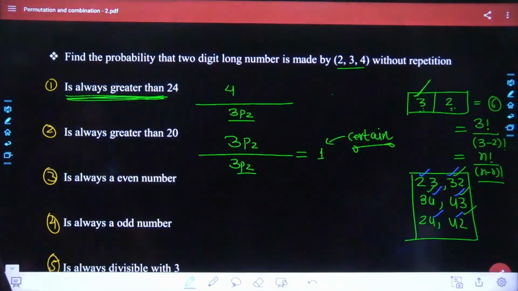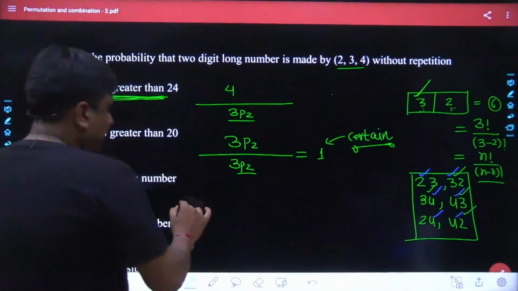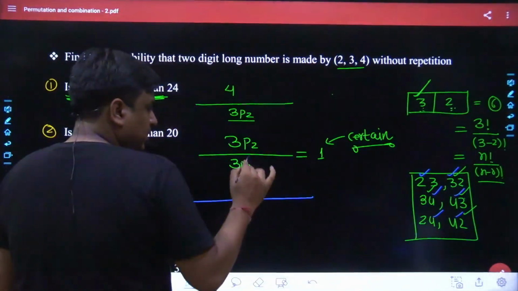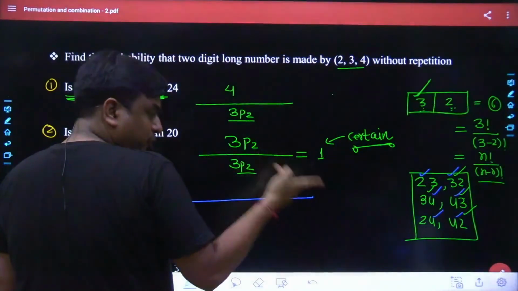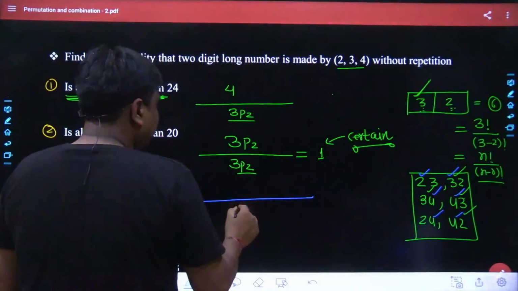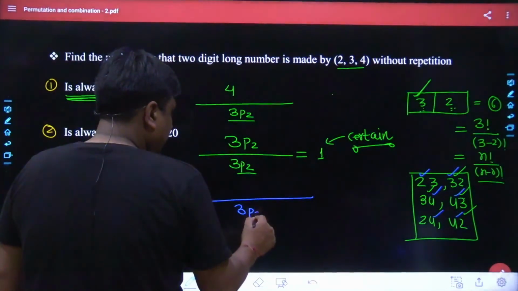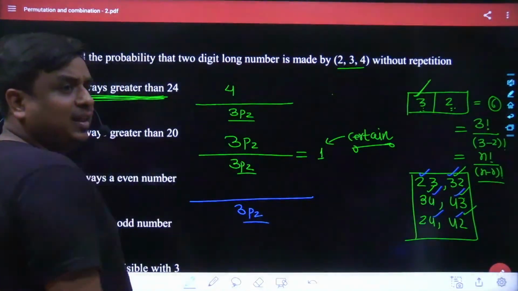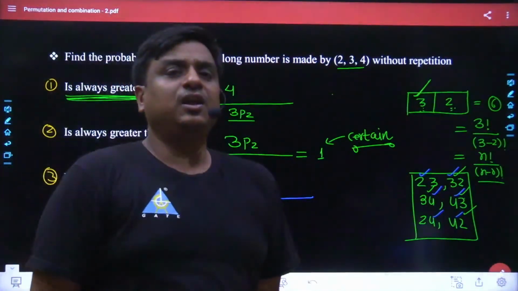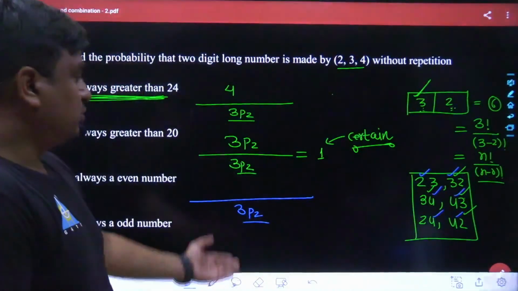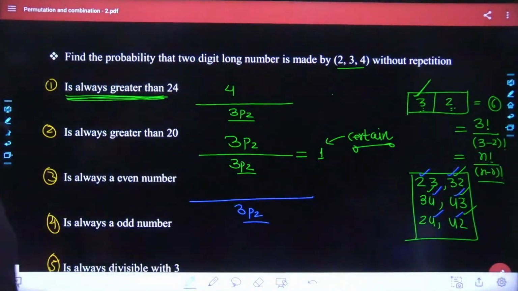The number is always an even number. Again, out of 3 digits, 2 digits are being selected for framing a number. In how many different ways could it be done? It is 3P2, because 2 items are being selected and their order also matters. So obviously this is a problem of permutation. So the result is 3P2.